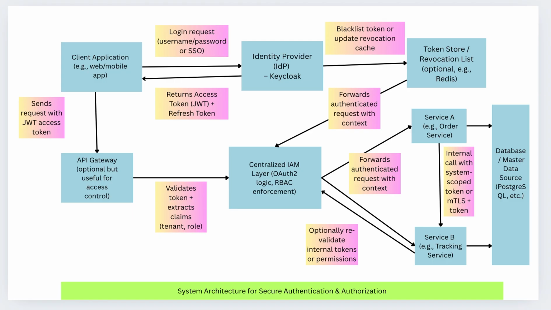Keycloak acts as the identity provider. It manages authentication using OAuth2, supports SAML, LDAP, or social logins, and is multi-tenant aware. When a user logs in, Keycloak authenticates them, then generates an access token JWT that contains claims like user ID, roles, tenant ID, and permissions.